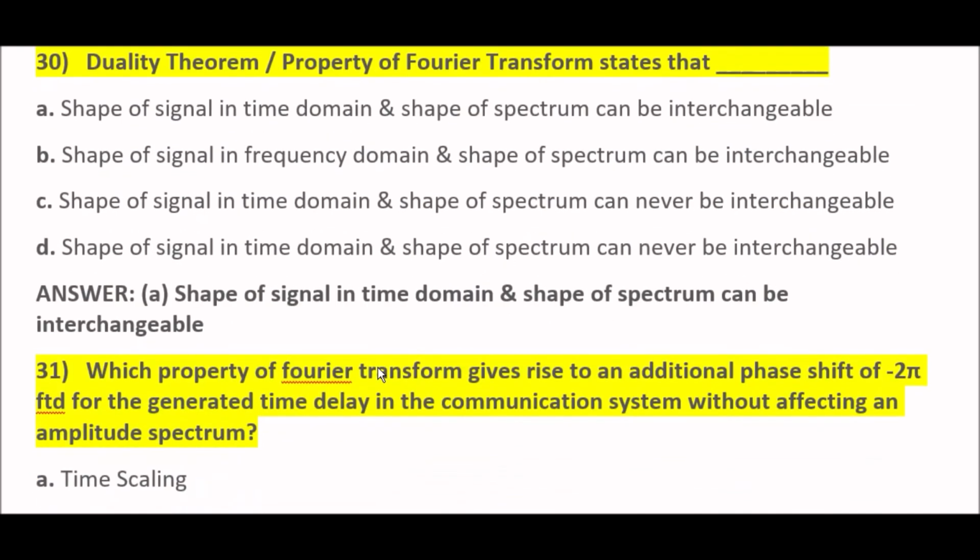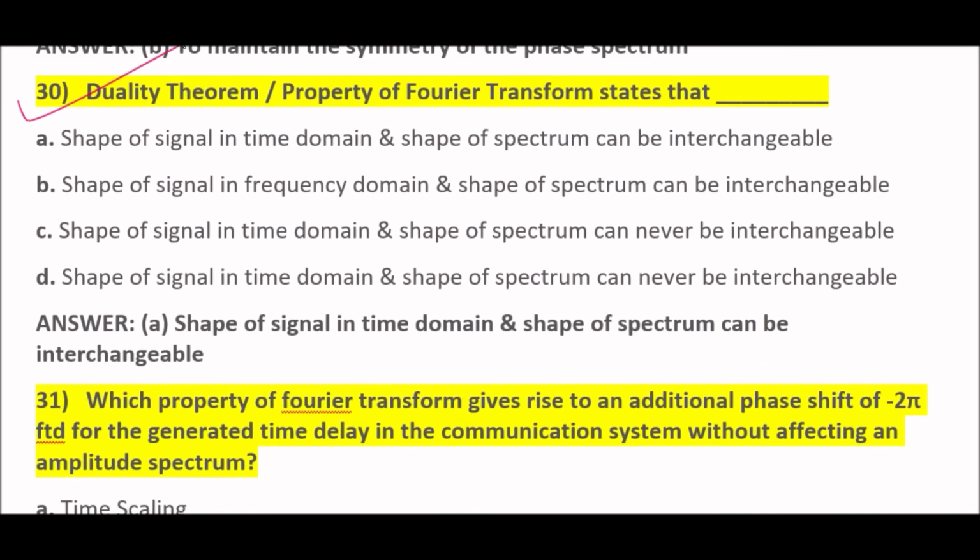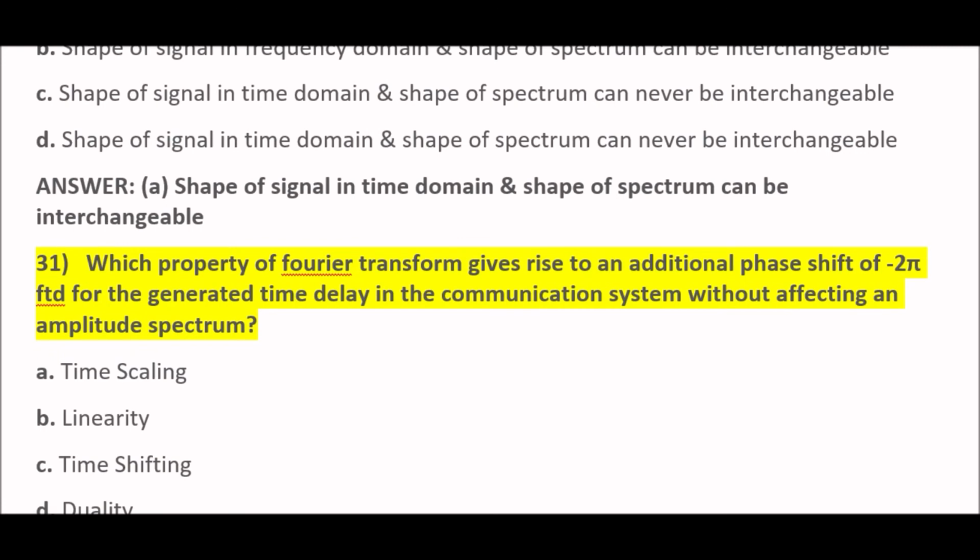Now next question. The property of the Fourier transform states that, option A, the shape of the signal in the time domain and the shape of the spectrum can be interchangeable. Okay, this is a very important question. For all the theorems in your subject, the chances of questions coming from there are quite high, because all theorems are very important. The property of the Fourier transform states that the shape of the signal in the time domain and the shape of the spectrum can be interchangeable. Okay, next question.